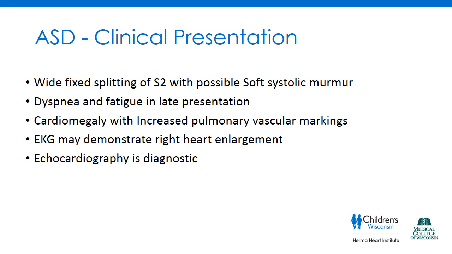heart sound. So you get a fixed splitting of both the aortic and pulmonary valve as they close. They can present with dyspnea and fatigue sometimes later in life. Oftentimes we can find them too just on routine x-rays. They are found to have cardiomegaly with increased pulmonary vascular markings. Their EKGs oftentimes have evidence of right heart enlargement or dilation. But again, going back, echo is diagnostic.